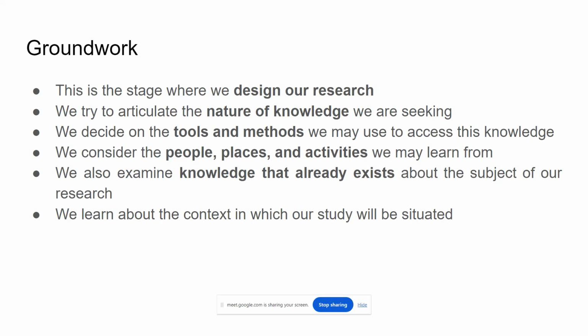So, in that sense, the two major things, knowing the context and knowing the participants, are really important. The stage where we design our research, it's really important to first get to know about these two things. If you don't know about these two things, it becomes really difficult to go forward with any aspect of ethnography.